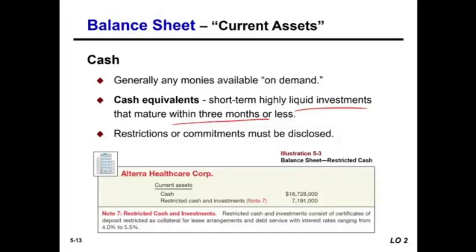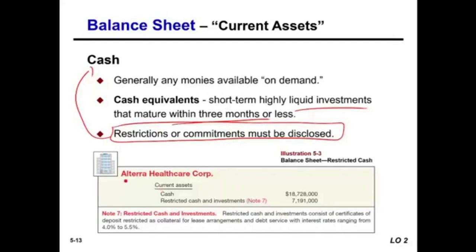Again, we're talking about U.S. T-bills, Treasury bills. Okay, and restriction or commitment must be disclosed. So if you have any restriction or commitment on your cash account, you must disclose it. For example, we're going to look at some samples as we're working through this, so this way you'll have an idea what a balance sheet looks like and what type of description or notes we need to attach to the numbers.